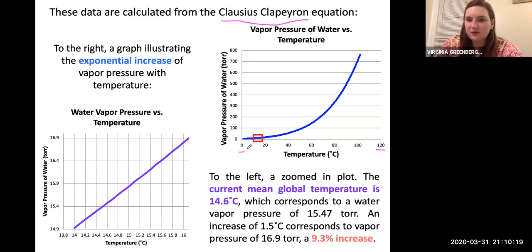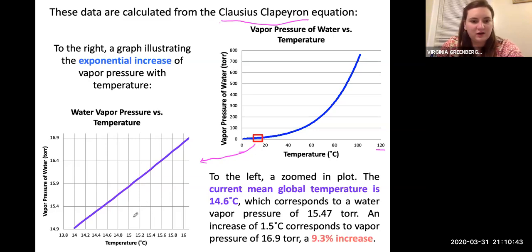But if we want to think about what goes on in the atmosphere, we're going to look more at the temperature regions in this red box rather than the full blue curve. And so if we zoom in to that temperature region here on the left, it looks fairly linear. We're just really zoomed into this curve.